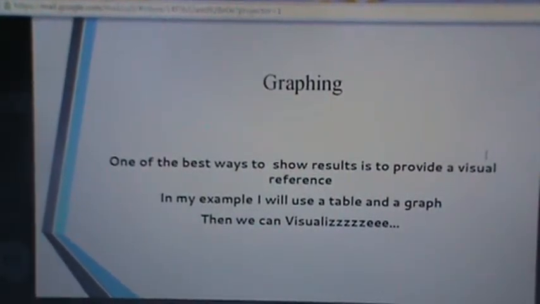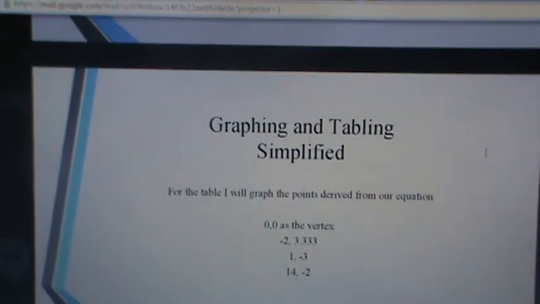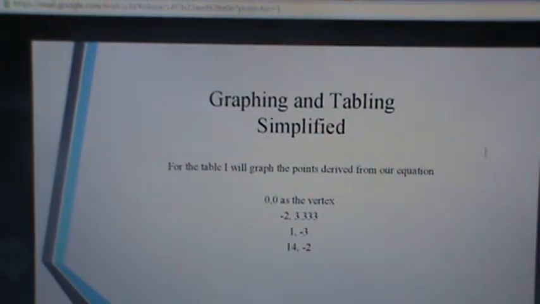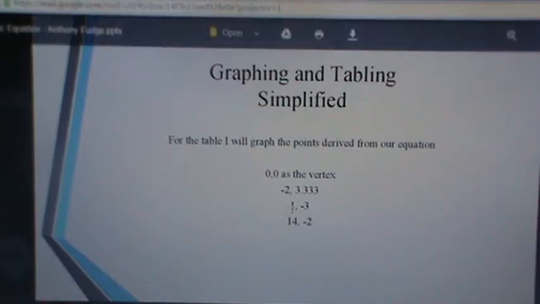Graphing. One of the best ways to show results is to provide a visual reference. In my example, I will use a table and a graph that we can visualize. Graphing and tabling simplified. For the table, I will graph the points derived from our equation with the vertex of an x value of 0 and a y value of 0. And these are all your graphing points where you'll be graphing.